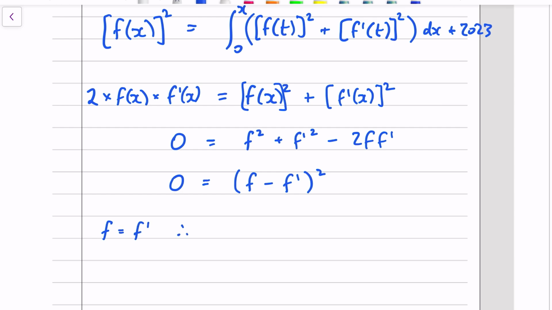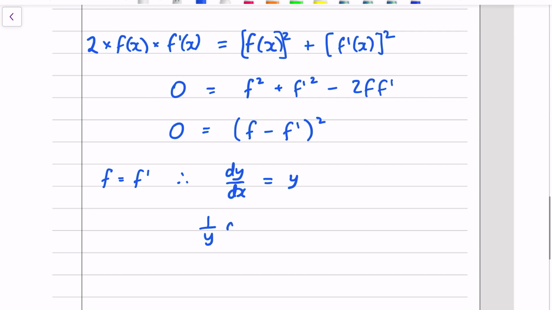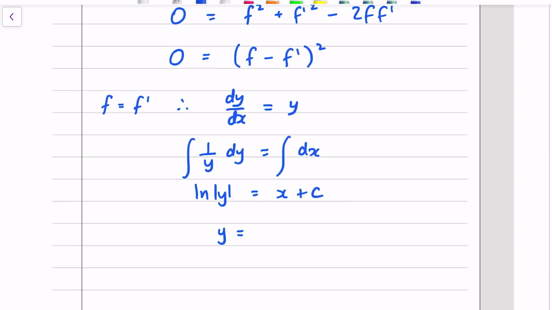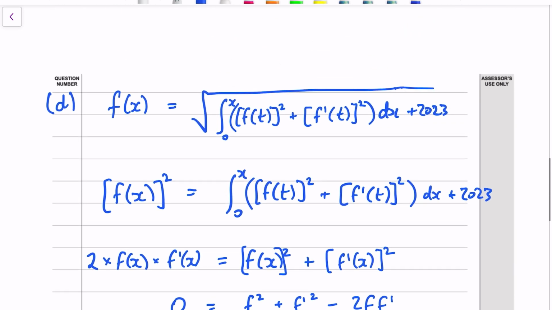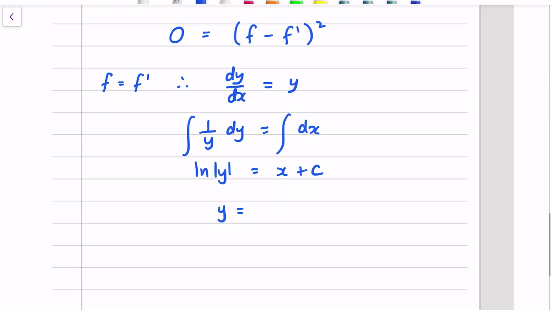Therefore, dy dx is equal to y. Separating the variables of this, or just recognizing what the solution is to it. Log of y is equal to x plus c. Y is equal to... y has to be positive, by the way, in this question, because we've got a positive square root function. So f of x is a positive expression. We can drop the absolute value symbols there. We get e to the x plus c, which is the same as a e to the x.